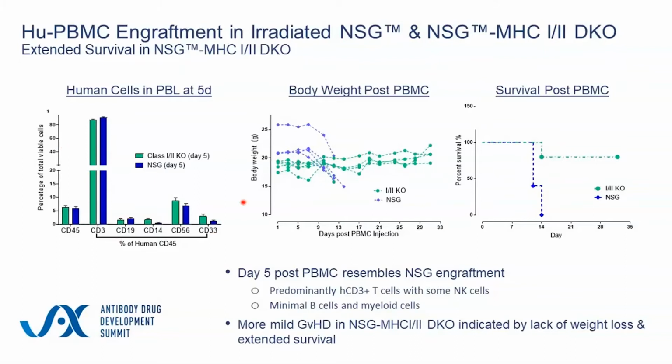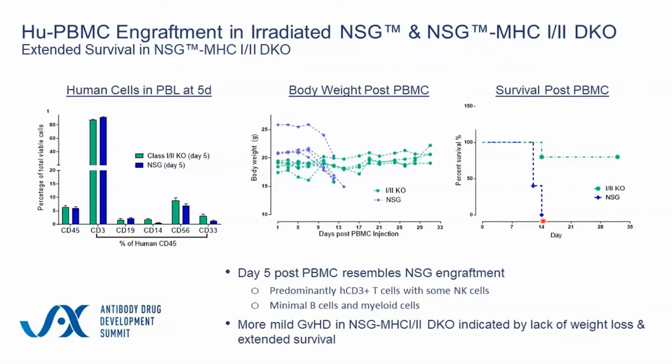So now if we look at a comparison between NSG and the double knockout in terms of body weight, we see that there's a rapid decline in body weight, indicating the accelerated development of this xenogeneic graft versus host disease in the NSG mice. If we compare that to the class 1, class 2 double knockout, we see that those mice are maintaining body weight and they have more long-term survival. So this drop in body weight is associated with this rapid decline in health of the mice. And of course, they reach a certain criteria and they actually need to be euthanized for animal welfare reasons.